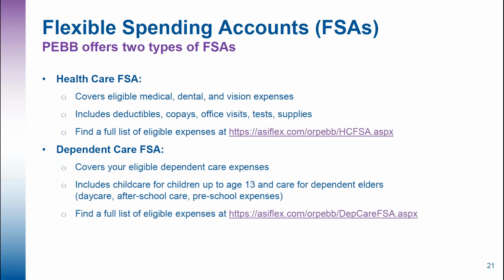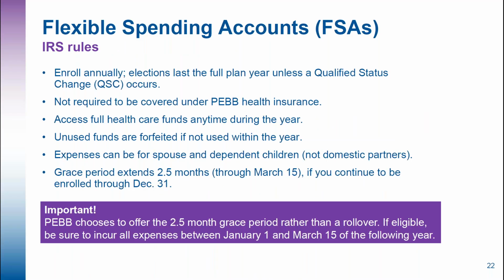Dependent care FSA covers your eligible dependent care expenses. It includes child care for children up to age 13, and it can cover some care for elders that are living under your roof. So you can find a full list at the ASI Flex site. Okay, Sarah, next slide.